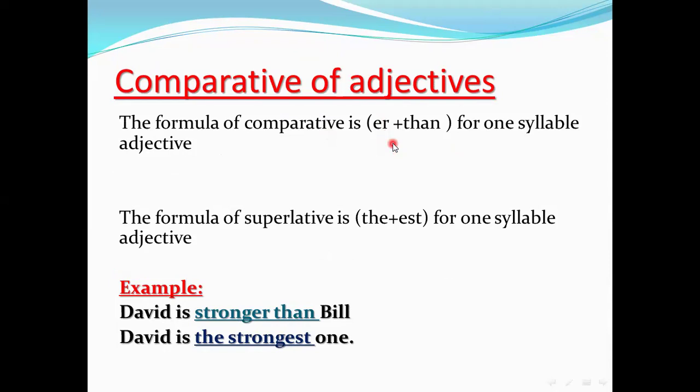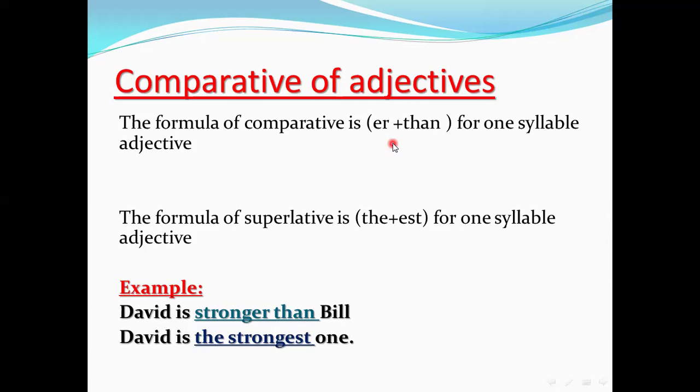We have two kinds of adjectives: adjectives of one syllable and adjectives of more than one syllable. Adjectives of one syllable, like what? Strong, tall, old, short, young. All these are called adjectives of one syllable.